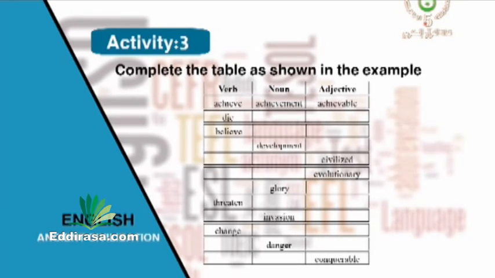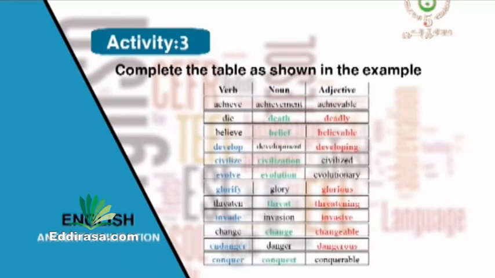Let's do the activity now. Die, noun death, adjective deadly. Second one, believe, belief, believable. Third one, develop, development, developing. Sometimes you can have two adjectives. We can also have developed. Next one, civilize, civilization, and civilized. Evolve, evolution, evolutionary.